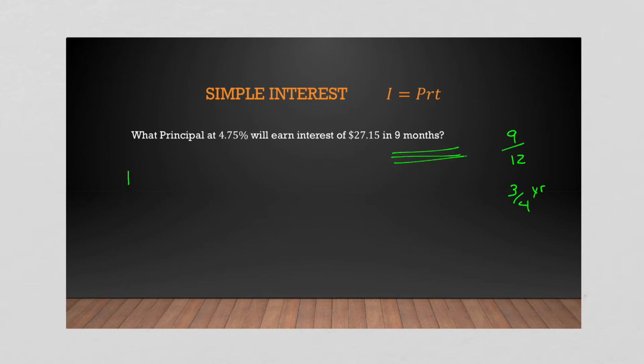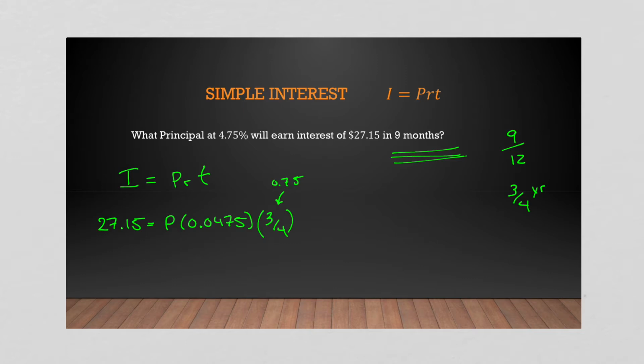Now in this case, I equals PRT. We know that I was 27.15. We don't know P. We know R was 0.0475. And we know that T is actually 3/4. Or, for those of you that like decimals, 0.75. If you haven't learned how to use your fraction button on your calculator yet, now would be a good time to ask whoever you're working with. So we got to calculate this out.